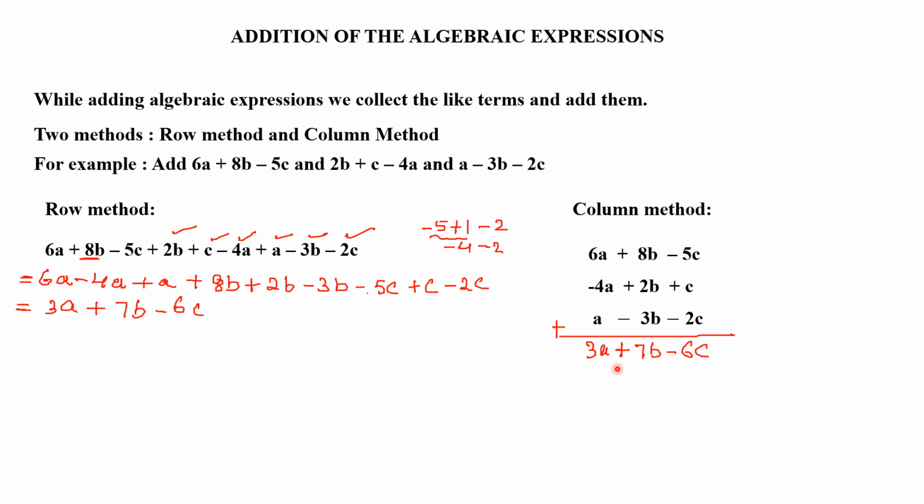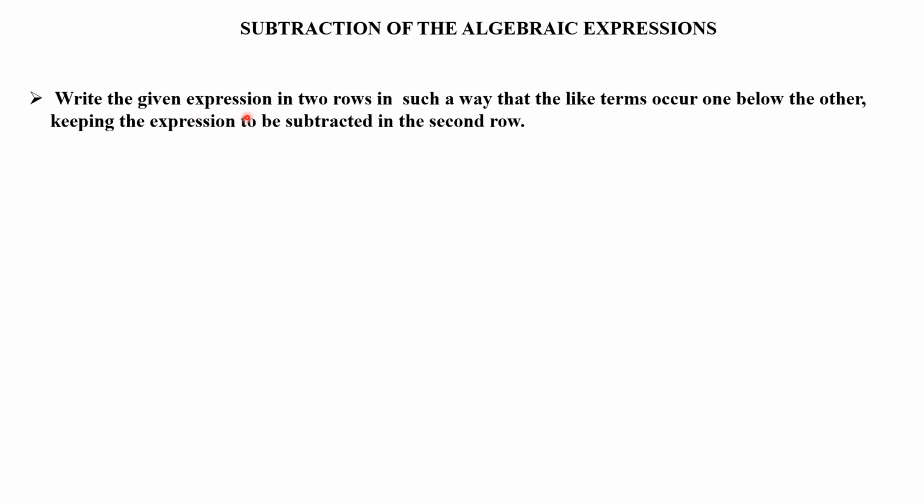Now next I am moving to subtraction of the algebraic expressions. So subtraction of the algebraic expressions. So the rule says that you have to write the given expression in two rows in such a way that the like terms occur one below the other. Now this first statement we did it for addition also, isn't it? When we were adding two expression using column method, we have written both the expression one below the other in such a way that like terms occur one below the other, right? And here one more thing you have to keep it in mind, the expression which you have to subtract, that should be in the second row.